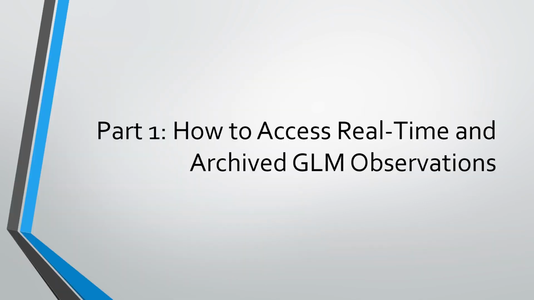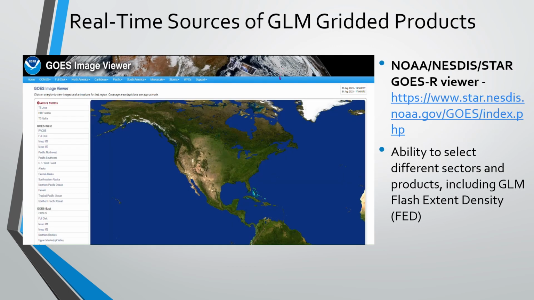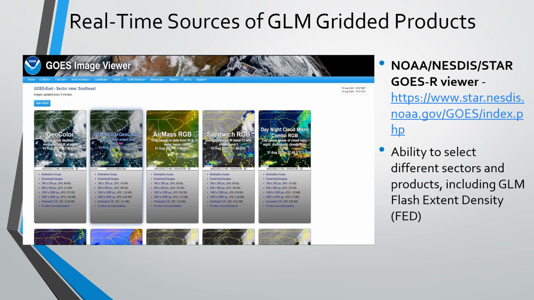This first part of this presentation is going to discuss how to access real-time and archived GLM imagery and data files. One of the best real-time sources of GLM gridded products is the NOAA NESDIS STAR GOES-R viewer. This webpage will allow you to select different sections or sectors in the United States. We're going to start here today with the Florida Peninsula.